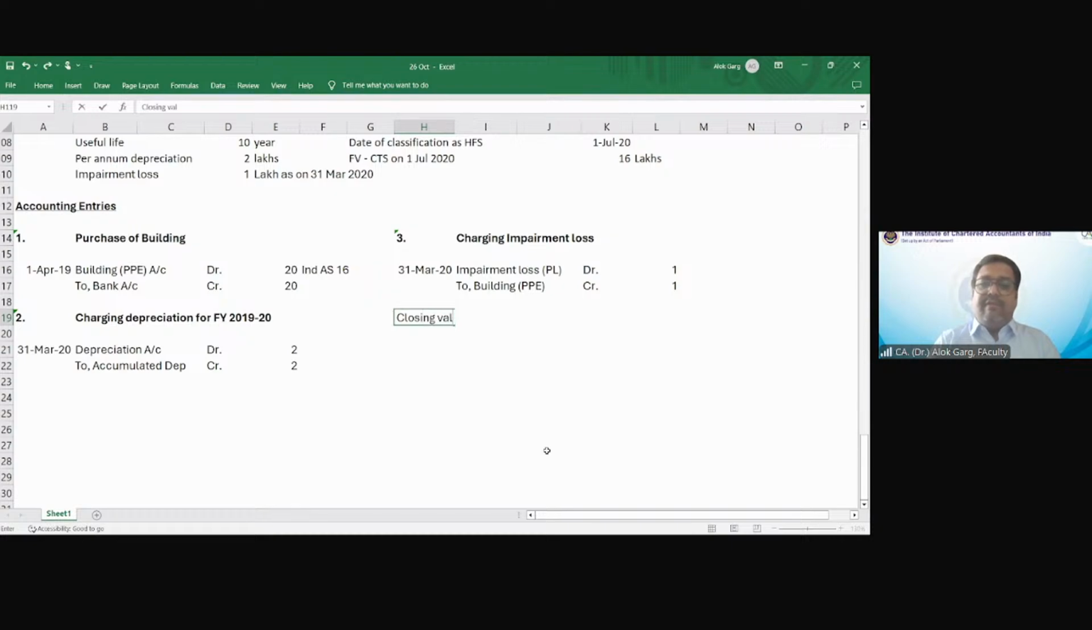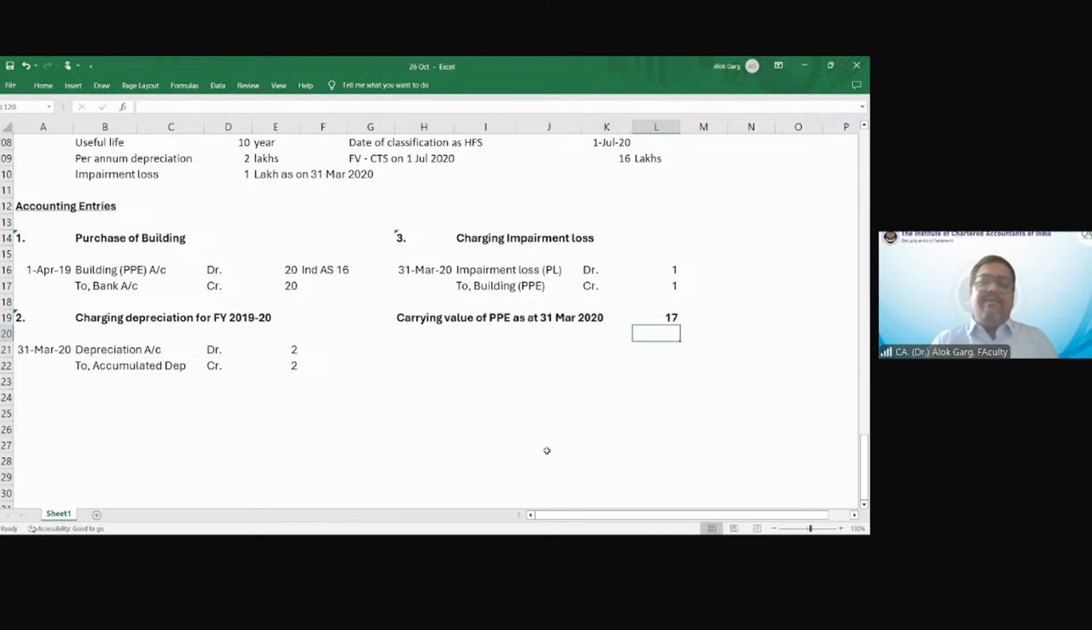What is the closing value? What is the carrying value of PP? 17 lakhs as at 31st March 2020. What will the value come to? 17 lakhs. 20 minus 2 minus 1. 17.